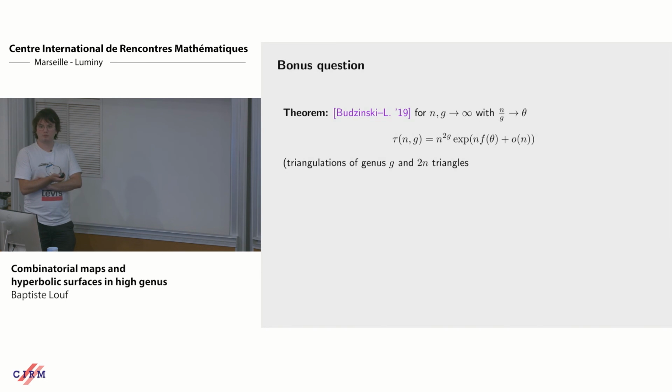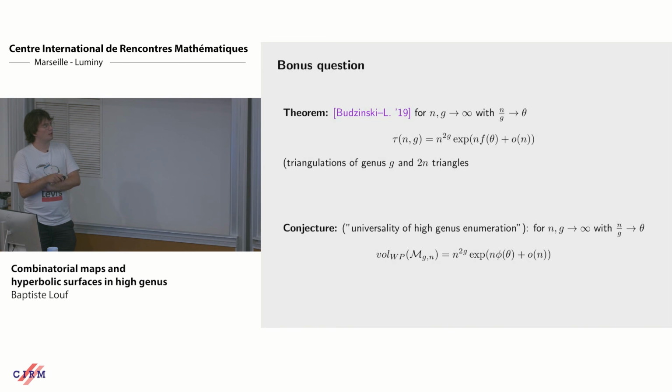Can we do the same for Weil-Petersson volumes? So we know that for the volume of Weil-Petersson M_{g,n}, when g and n go to infinity with n over g going to a constant theta, it still starts with n over 2g, but I think we don't know anything else. My best guess would be that there is another function that we can describe explicitly that explains the behavior. I have no idea how to prove it, but again, that seems quite natural. All right, and I'm done. Thanks.